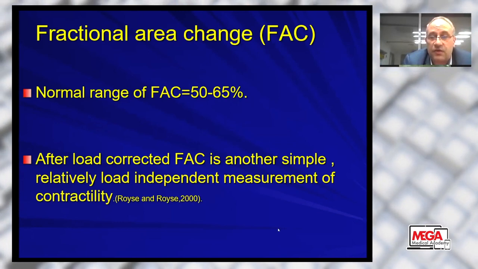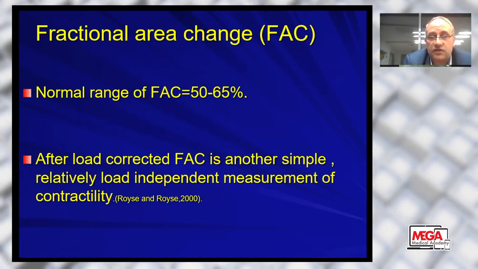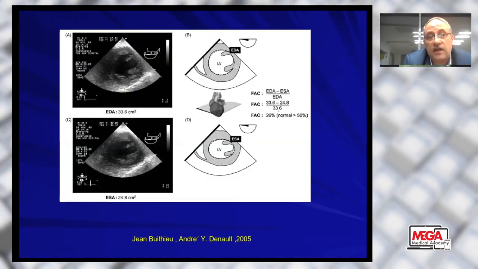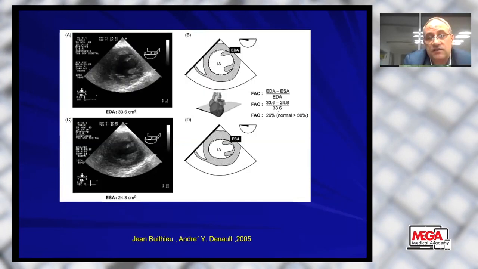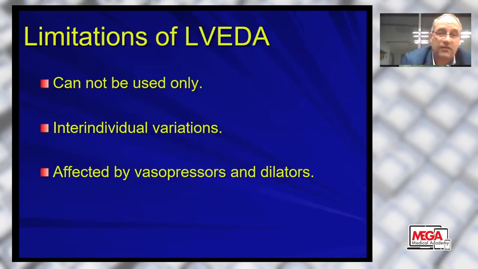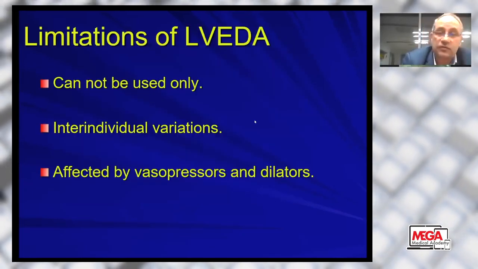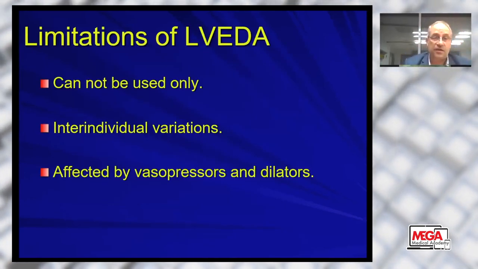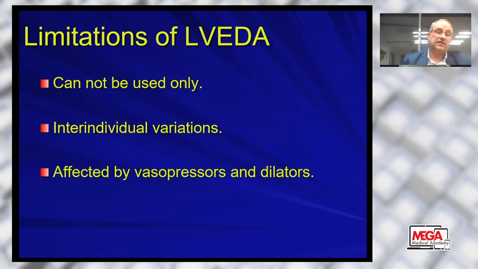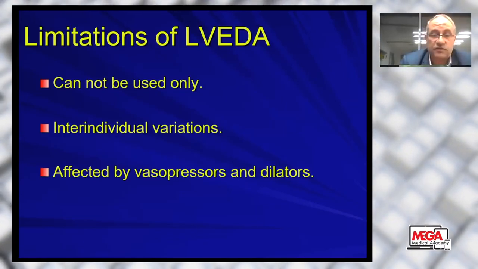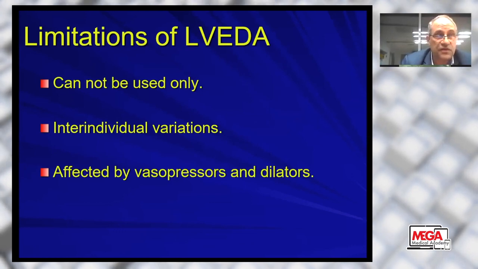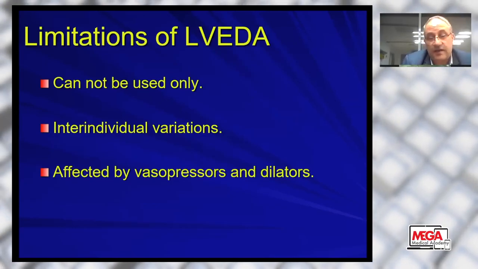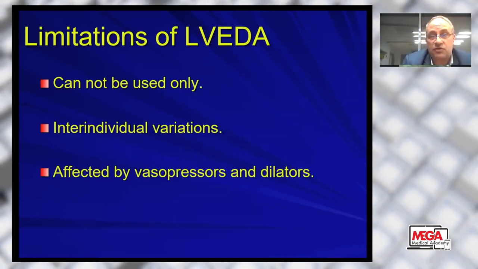We have a major problem in our cardiac measurements, or cardiac indices of function, that all are load dependent. So we have the fractional area change, and we can measure the end diastolic area and end systolic area to detect the volume. However, it cannot be used alone. We have inter-individual variations. Not all the hearts are the same. Some hearts are bigger, some hearts are smaller, and it's affected by vasopressors and dilators. Vasopressors will increase the diastolic area, and dilators will decrease the diastolic area, so they will affect our measurements.